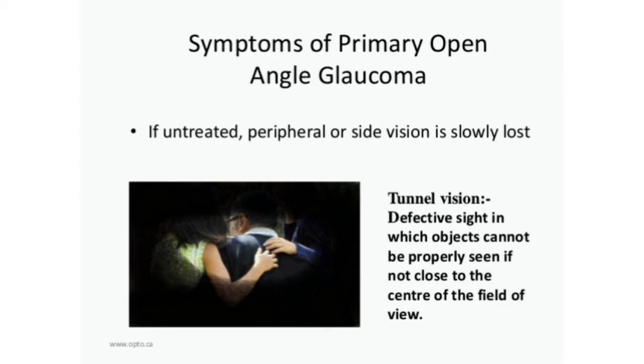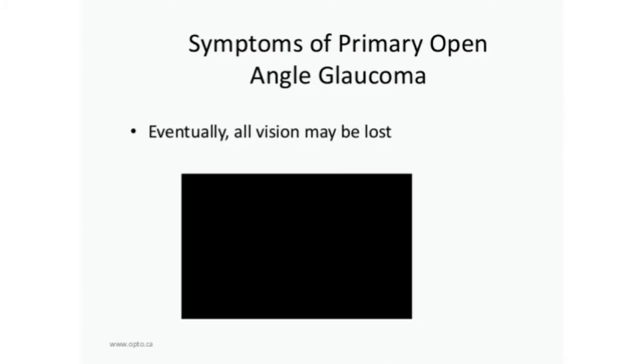You can see how the glaucoma patient will see. If POAG is left untreated, basically the peripheral or side vision is slowly lost, and this will result in the formation of tunnel vision. Tunnel vision is a kind of defective sight in which objects cannot be properly seen if we are not close to the center of the field of view. And at last in POAG, eventually all the vision is lost and it may result in blindness.